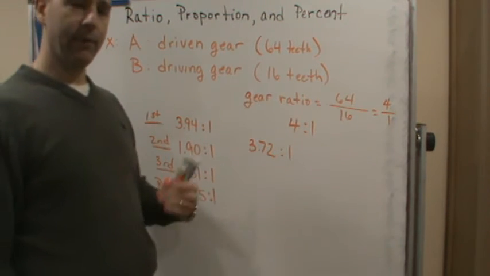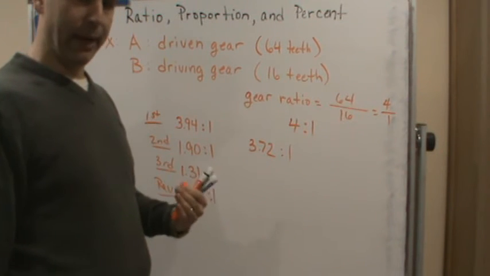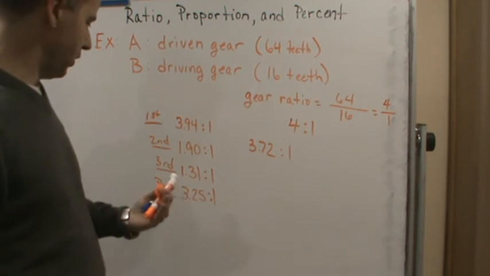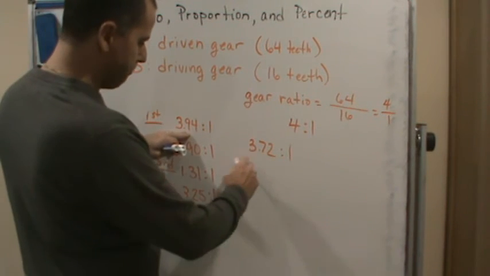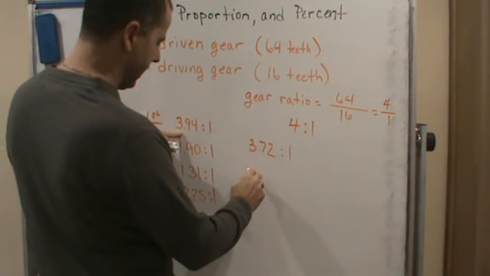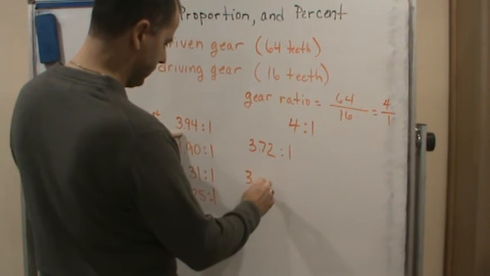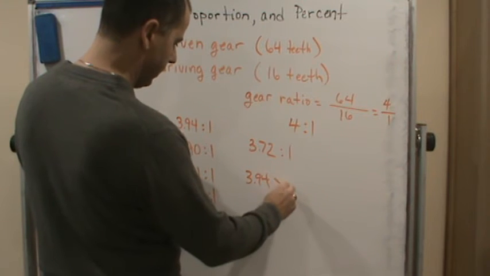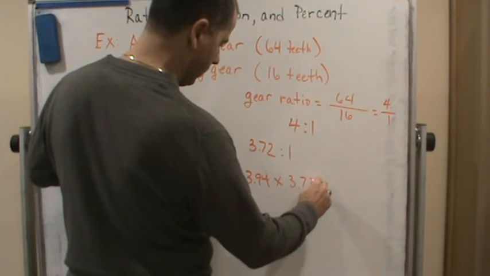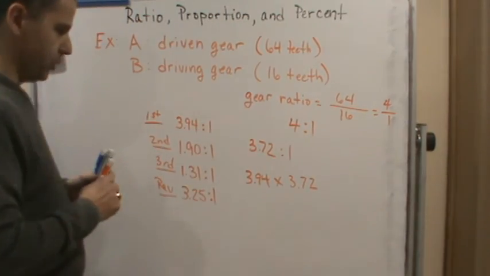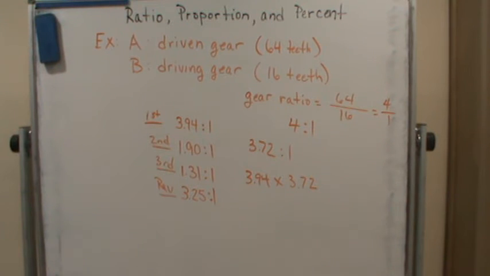So if I want to know, in first gear, what that means for the revolutions of my engine, well, if I'm in first gear, what I'm going to have to do is multiply these together. So I'd have to multiply this ratio, 3.94, times 3.72. So what does that mean? Well, let's calculate that.